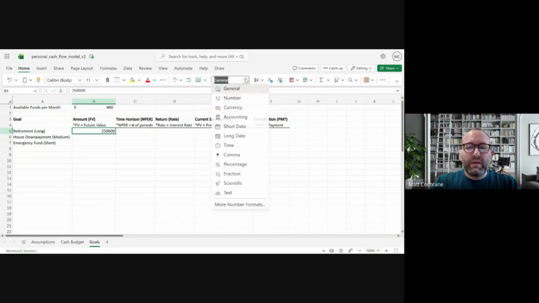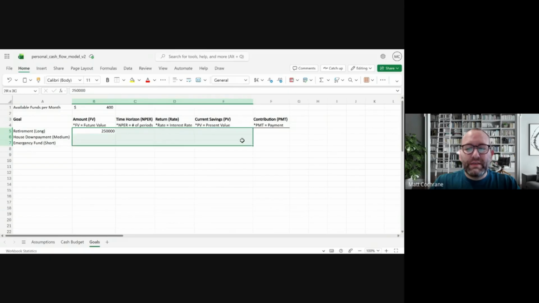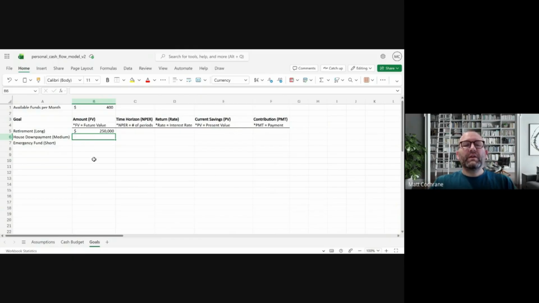I'm going to make all of these numbers, with the exception of time, and the interest rate, these ones, this one and this one, are all money. So I'm going to change the formatting to accounting, and again, remove the decimal places. Okay, so that's goal number 1.